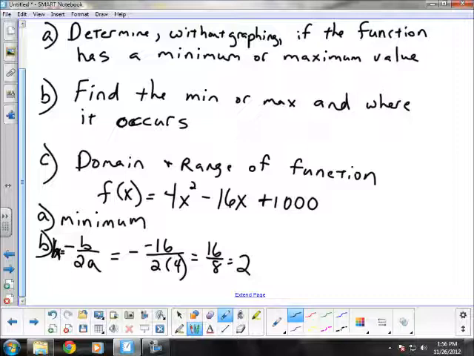Now, 2 is one of the answers here. Which one is it? It's the h. It's the where it occurs. Okay, it happens when x is 2.